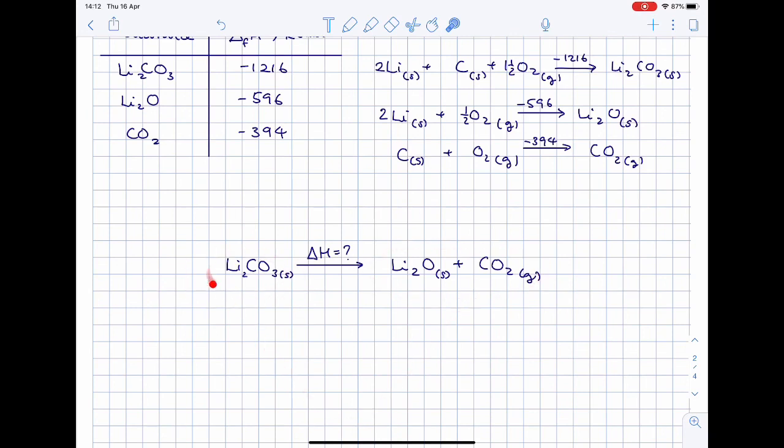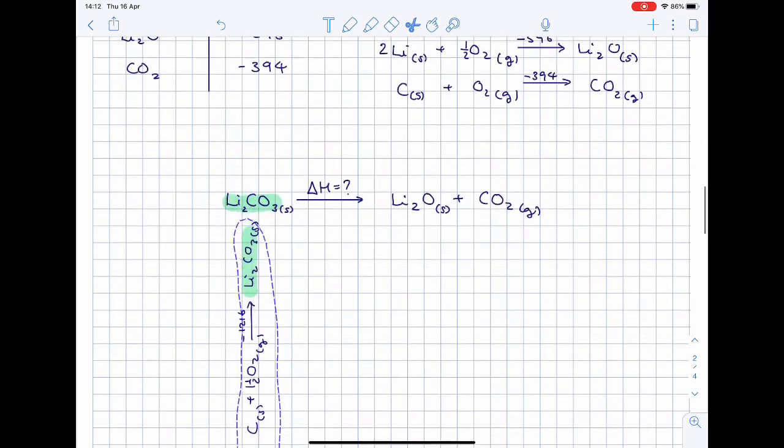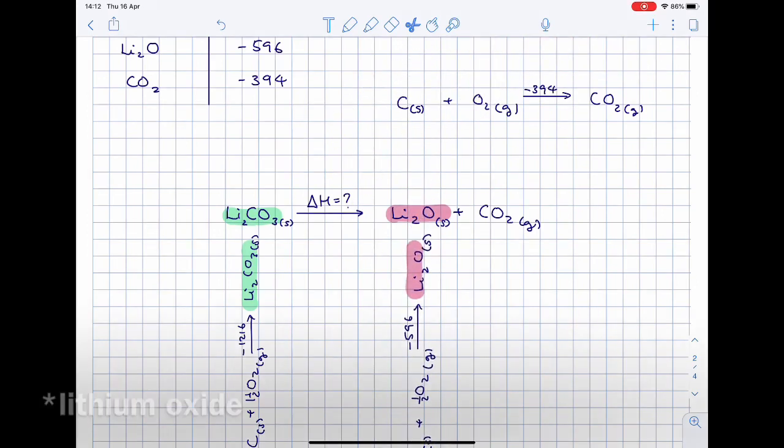So I can see with lithium carbonate, I can find it appears here. So I take that equation and link it with the lithium carbonate there. I do the same for the other substances in my equation. So lithium oxide, I can see it's here, so maybe highlight that. And I'm going to move that equation and link the lithium oxide there. And then finally, carbon dioxide is here, which I can see here. So maybe use a different colour there and link those.